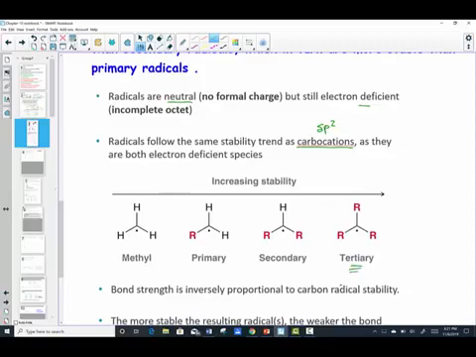Which means the most stable configuration places the lone electron on the carbon that is the most substituted. So the least stable is placing a lone electron on a carbon that has no carbon attached, a methyl. A primary has the carbon that's attached to this lone electron attached to just one carbon. If the carbon that has the lone electron is attached to two other carbons, we call it secondary, and a tertiary, the most stable of all, just as it would be predicted for a carbocation.